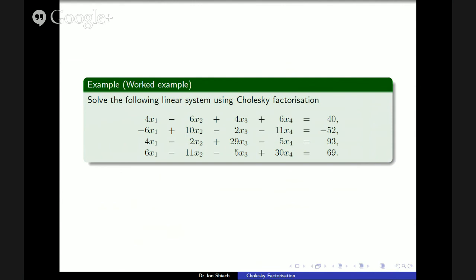So that was Ly equals b. Back substitution is L transpose x equals y, because we need an upper triangular matrix. We need to go backwards. So if we transpose L, the first column becomes the first row, etc. And x is what our solution is going to be. And y was 20, 8, 7, and 8.